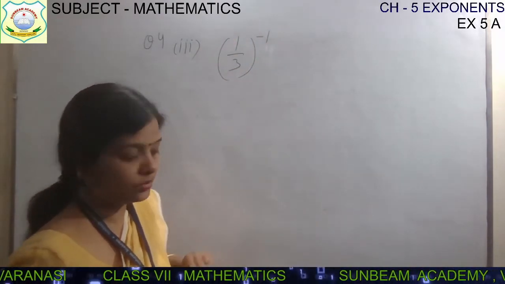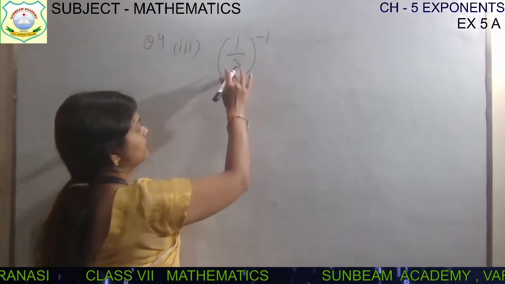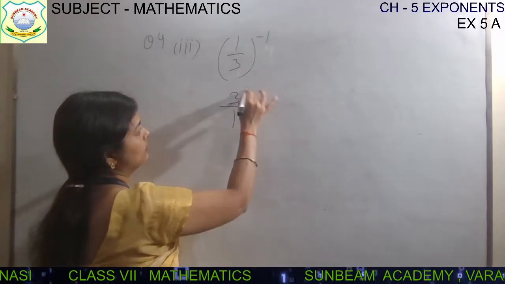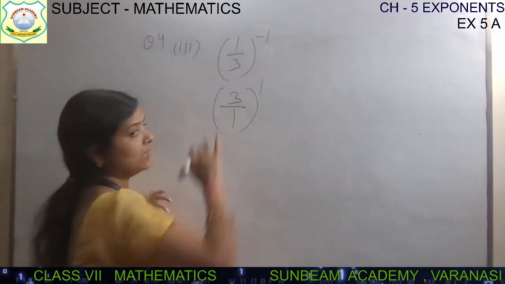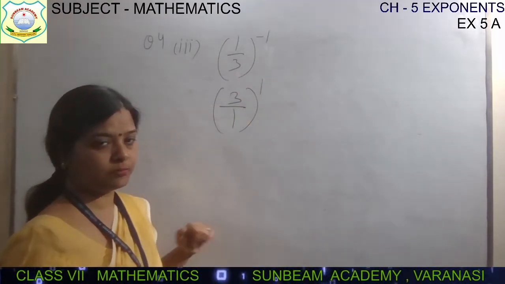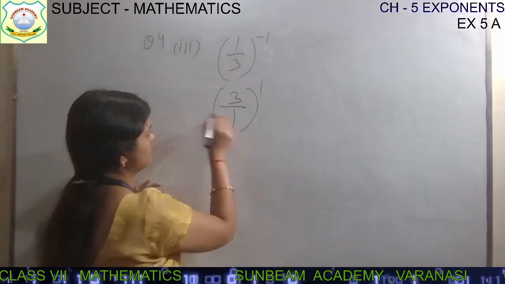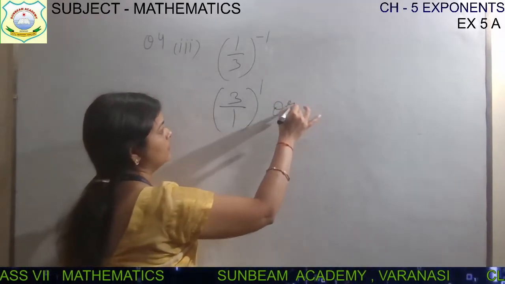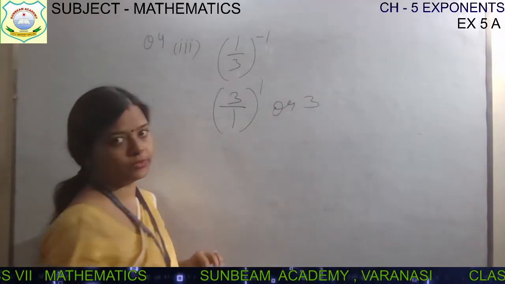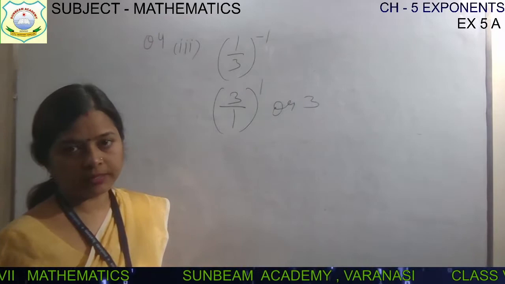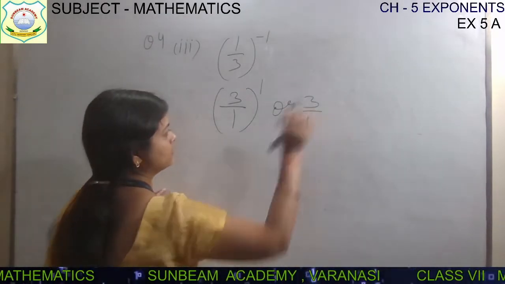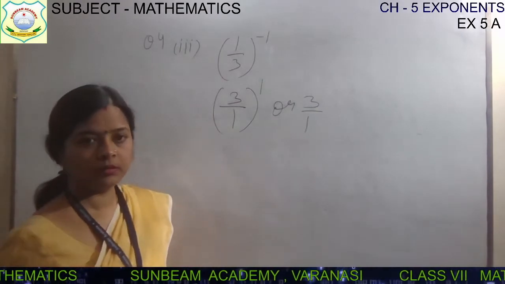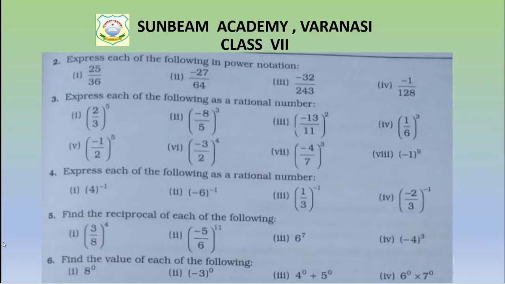The number is 1/3. The reciprocal of 1/3 is 3/1. To the power, now what is this? -1, so it will become +1. Sign change, +1. And the answer is 3/1, or simply you can write it as 3. Write 3/1 or write 3, okay? 3/1 and 3.